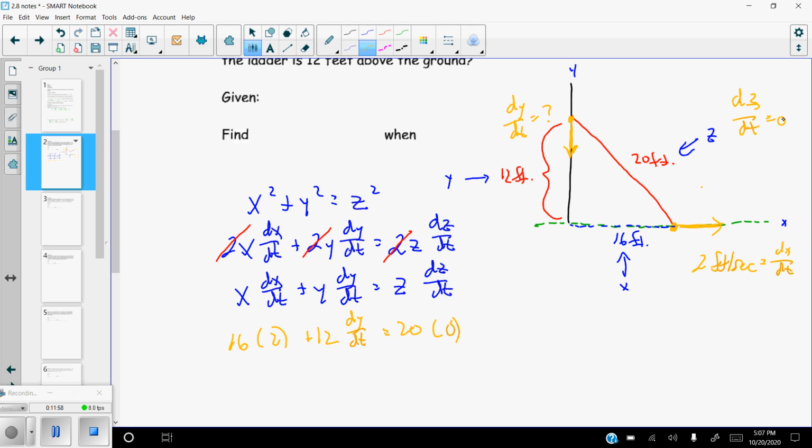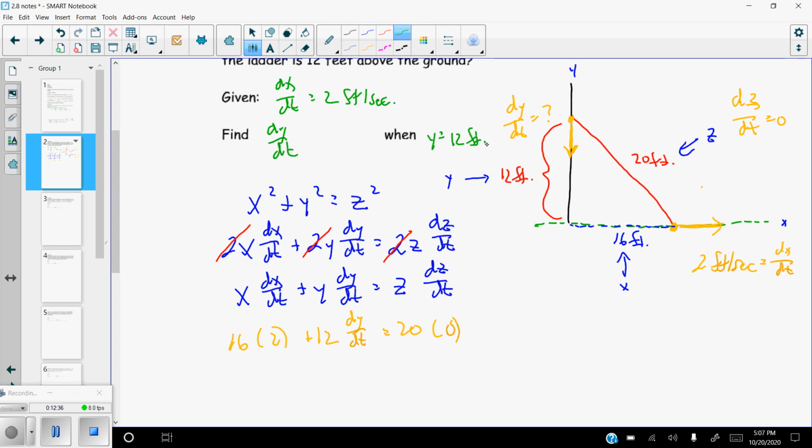So the given information was that dx over dt was 2 feet per second. We want to find dy over dt, that's the unknown. And the when part is we want to do this when the top of the ladder was 12 feet, which means that the y value was 12. Okay, and that's what it told us in the problem. And again, you'd have to go back and reread that a couple of times sometimes to pick all this stuff out. But that's what we're looking for.